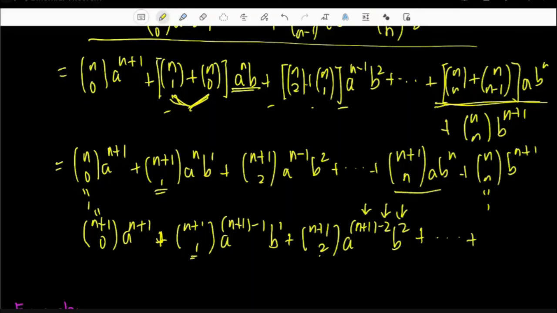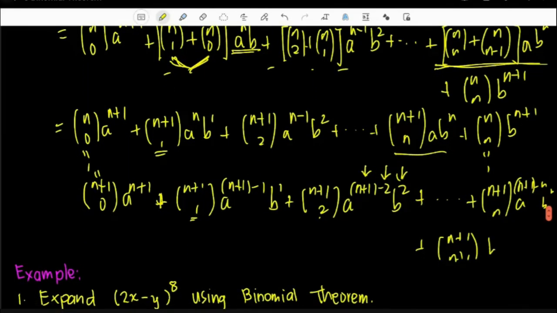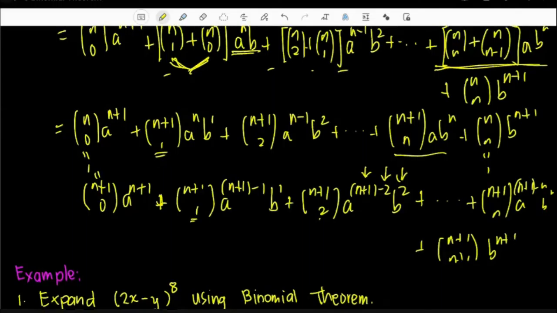Hanggang dito sa part na to, n plus 1 taken n, a to the, yung a to the 1, pwede mo siyang isulat as n plus 1 taas minus n, baba. Tapos b to the n. Plus yung dulo, again, n taken n is simply 1. Pero, that's the same as n plus 1 taken n plus 1. Kasi sabi ng rule, basta equal yung taas at baba, equal sa 1 yung n taken n. Times b to the n plus 1.